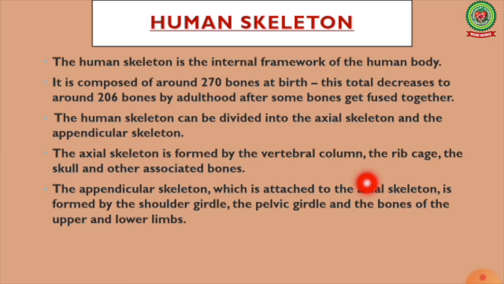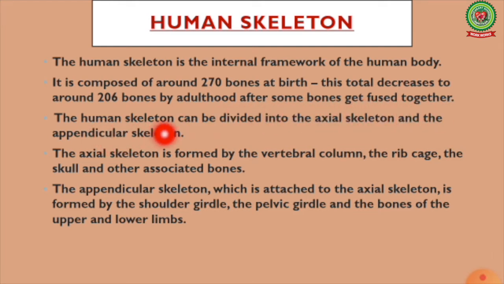Now, next topic we are discussing here is human skeleton, that is an endoskeleton. Human skeleton is the internal framework of the human body. It is composed of around 270 bones at birth. This total decreases to around 206 bones by adulthood after some bones get fused together.